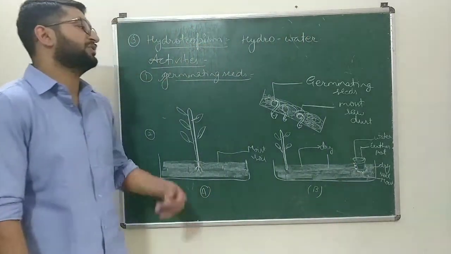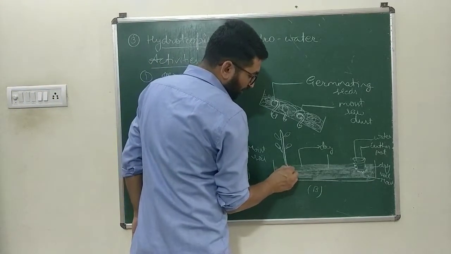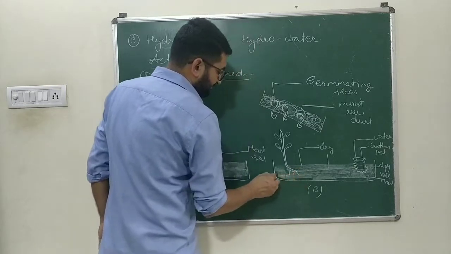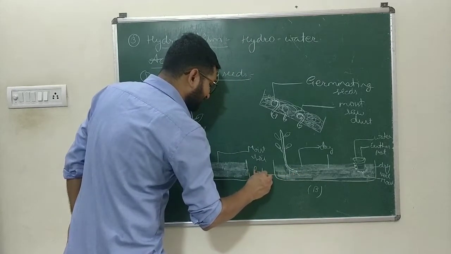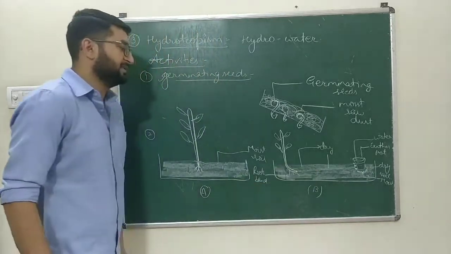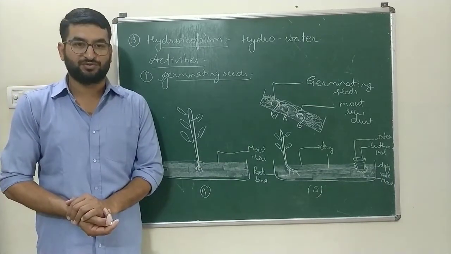The soil present on the other side will become moist. After some time, we observe that the roots will tend to move to that moisture side. Roots bend towards water. So this activity also proves the positive hydrotropism of roots.